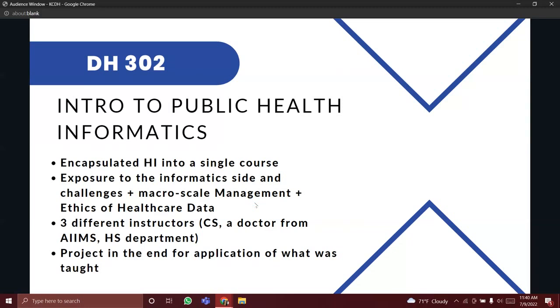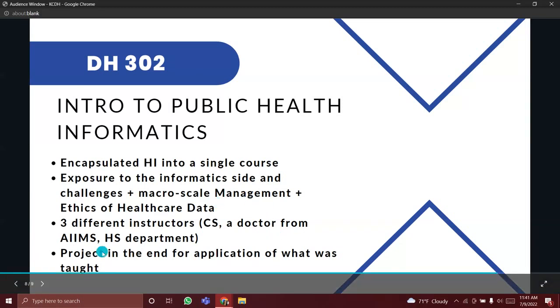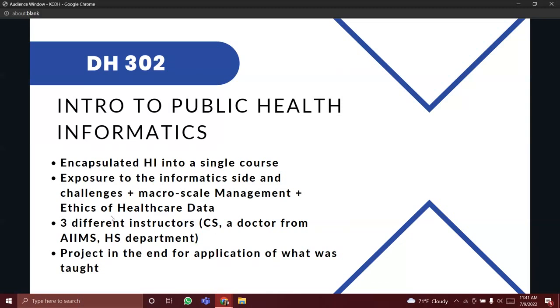How are hospitals structured in India? How are the different problems in communication and structuring manifest on a more national scale is what we studied. This was actually taken by a doctor from AIMS, in one of the second or third modules in that course. We also had the ethics of healthcare.